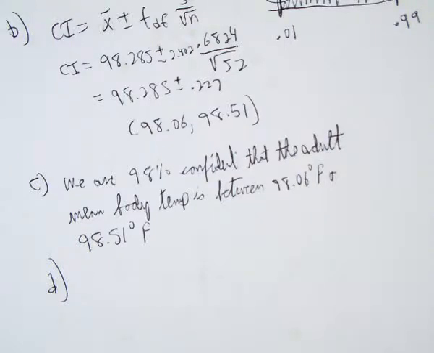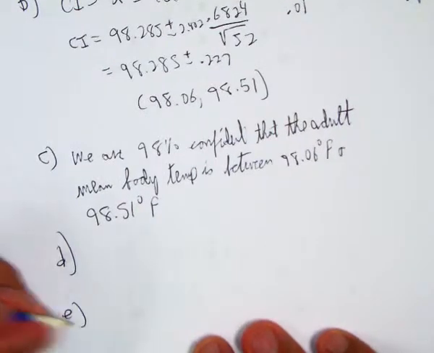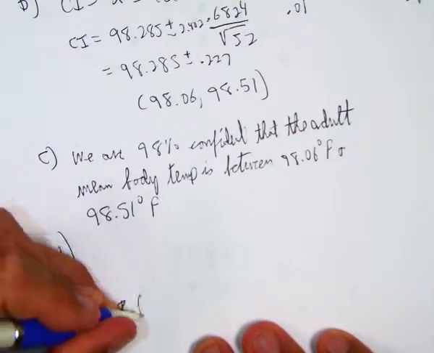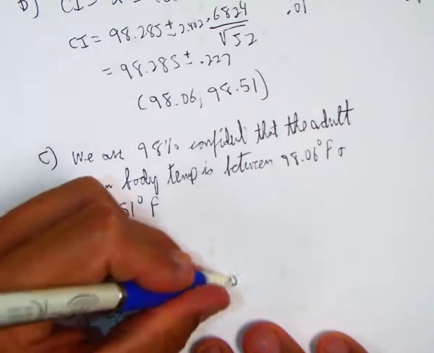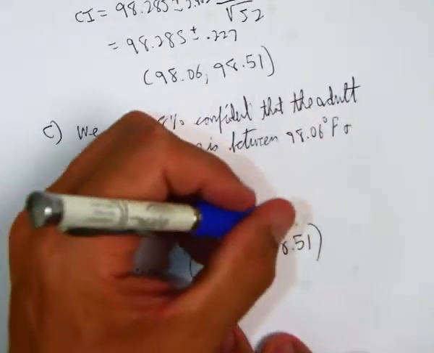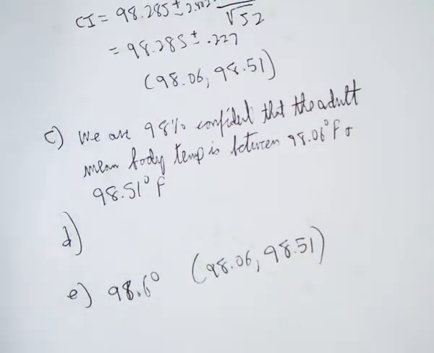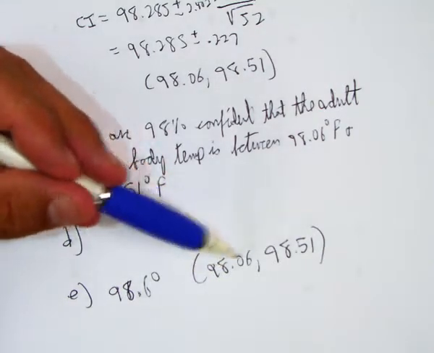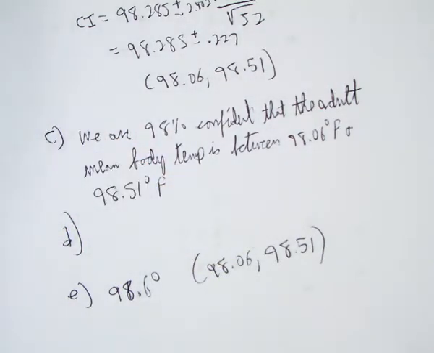And then question E says 98.6 is commonly assumed to be normal. Did this data suggest otherwise? Well, 98.6 degrees is not in this interval. So it does not appear that that is the mean body temperature of all adults. So there's strong evidence, okay, that the mean body temperature of all adults is lower than 98.6 degrees because our entire interval is below 98.6 degrees.